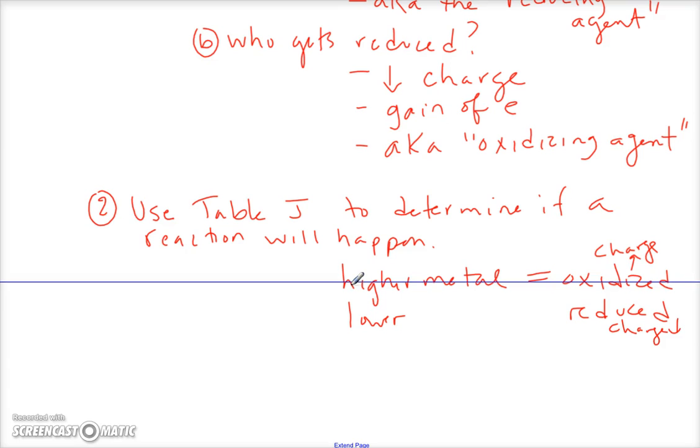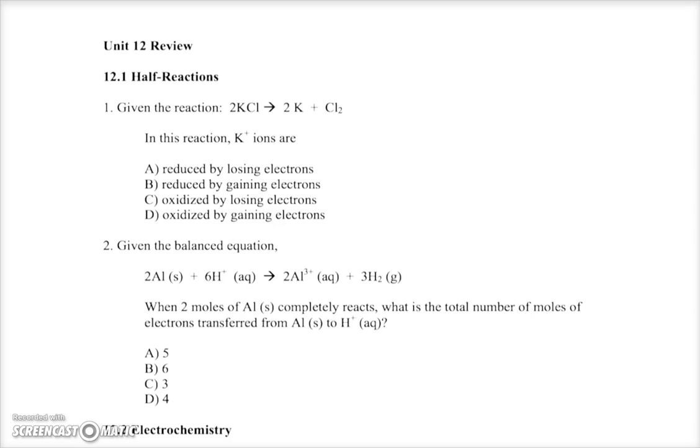All right, let's take a look at some of the practice problems on the review sheet. First question, you're given this reaction, and it says, in this reaction, K plus ions are... Well, to really figure this out, you have to put oxidation numbers on everything. So all the elements that are by themselves are just zeros. Now, KCl in the compound on the reactant side, from the periodic table, potassium can only be a +1, and the chloride can only be a -1.